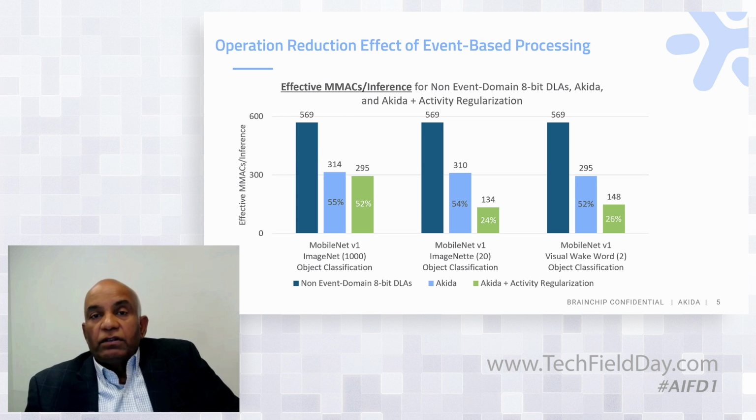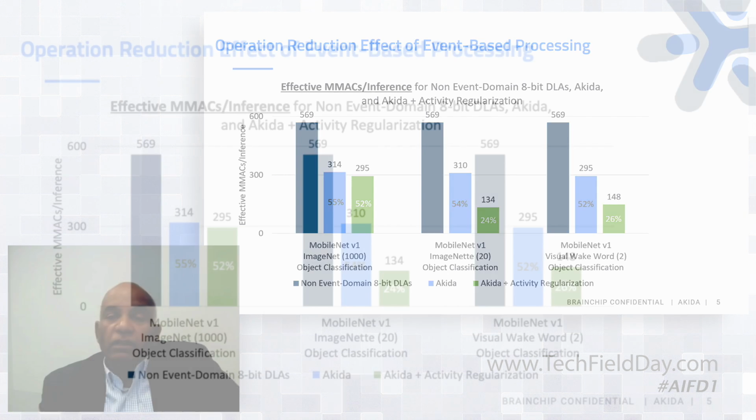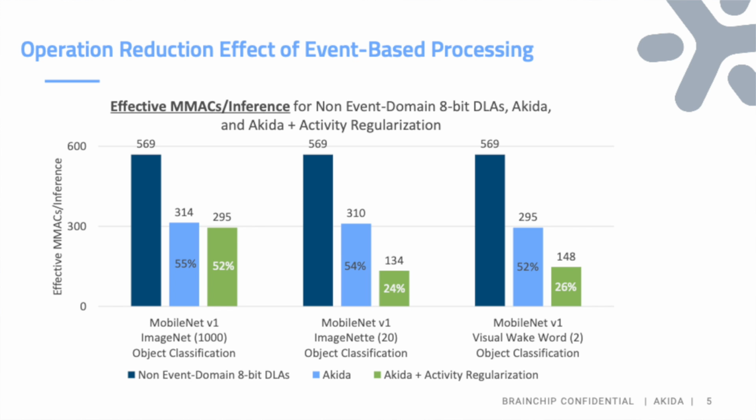after you do convolution, you get at least 50% zeros because of the non-linearity function that you apply in the activation maps. By using event-based processing, because we don't have to do computation for zeros, we at least get half the operations reduced. And there are some techniques that can improve the activity regularization that reduces the operations further. So, like in MobileNet V1, which is doing visual wake word, you have to do only 25% of the operations that any other DLA will have to do. Of course, that will lead to better power savings.